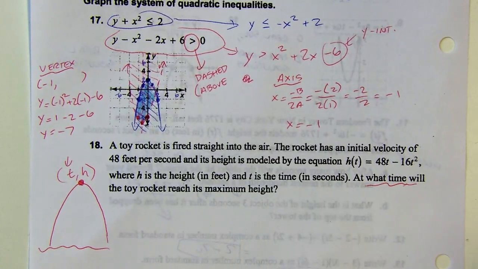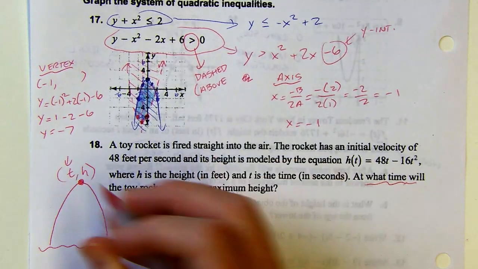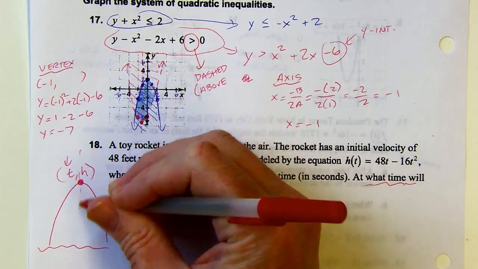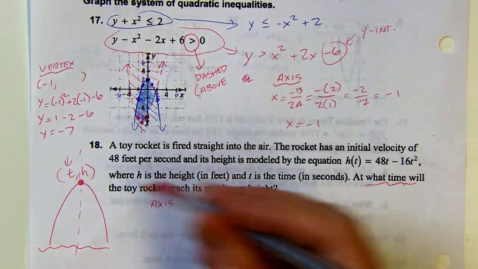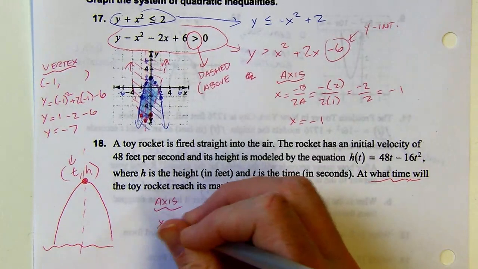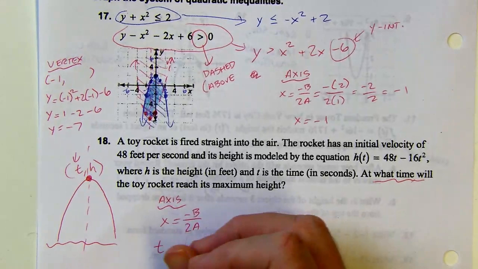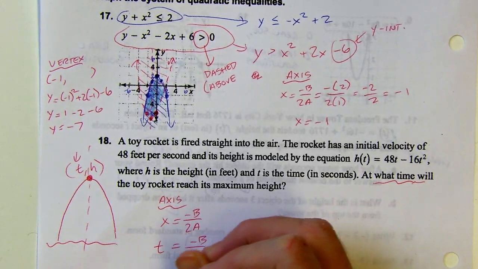That means I can just use the axis of symmetry formula, because that will give me the x-coordinate of the vertex, the t-coordinate actually. So axis of symmetry is like this. For this one, the time is -b over 2a.